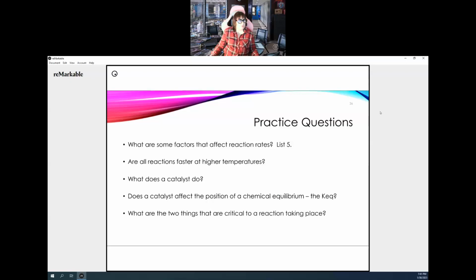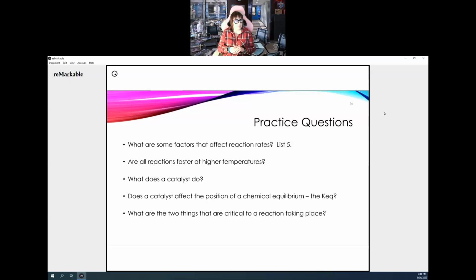What does a catalyst do? Well, the catalyst affects the reaction rate. It does not affect the equilibrium position, but it affects the reaction rate, usually making it faster. That's usually why they're there. Does the catalyst affect the position of the chemical equilibrium, the Keq? Actually, I just said that. That's no.